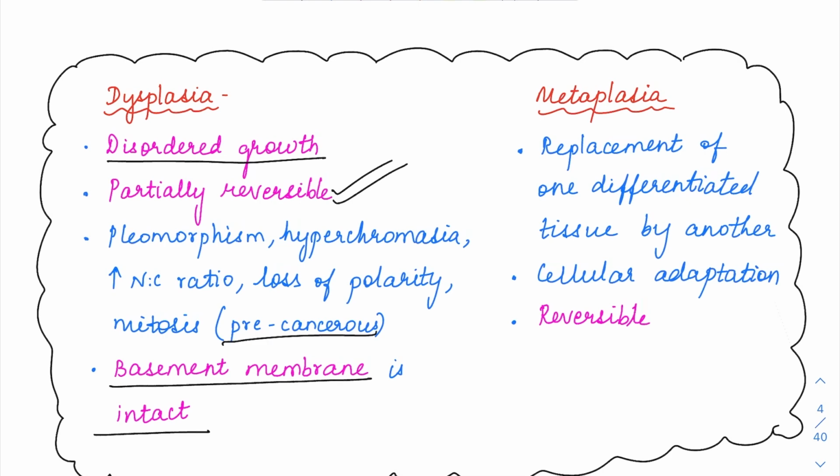Don't confuse it with metaplasia. Metaplasia, we saw under cellular adaptation, right? Metaplasia is nothing but one differentiated cell type being replaced by another differentiated tissue. That was an entirely different thing. Cellular adaptation is always reversible. So remember, cellular adaptation is metaplasia, which is reversible. Dysplasia is partially reversible, which means disordered growth, and it's a pre-neoplastic condition. Then comes anaplasia, a feature of malignancy, wherein the basement membrane has been breached and it is irreversible.